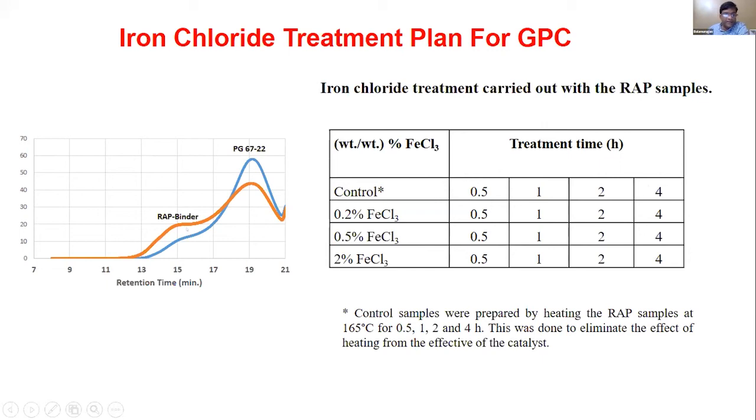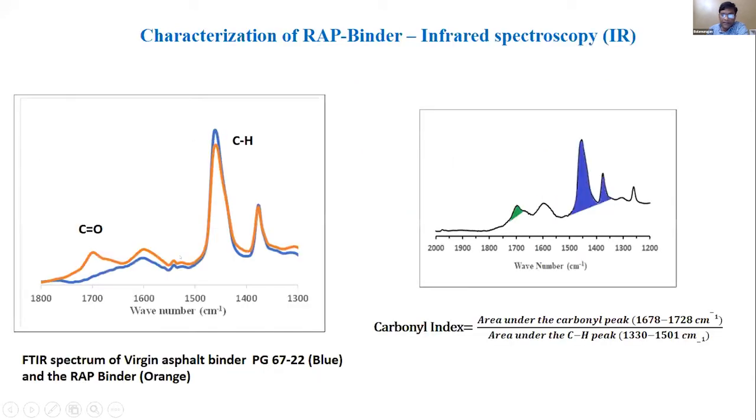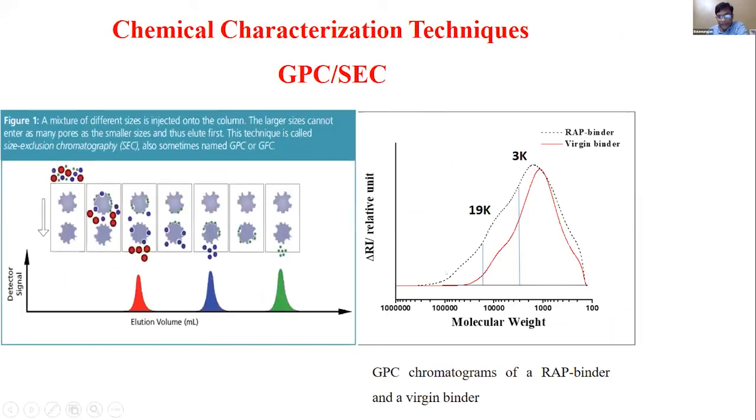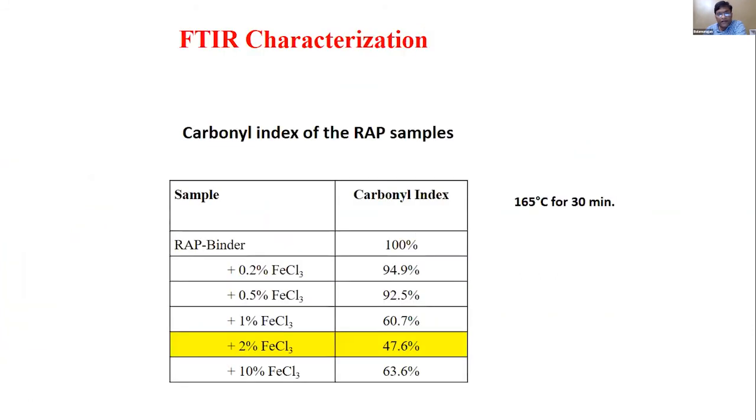This is a typical GPC chromatogram I get. This is the virgin asphalt binder, and this is a wrap binder. We can see a lot of high molecular weight component. Normally we separate it into three slices. We discuss the area under the curve up to 3,000 molecular weight, then 3,000 to 19,000 molecular weight, then above 19,000 molecular weight. We are looking for the reduction in the percentage area of the high molecular weight component after the treatment.